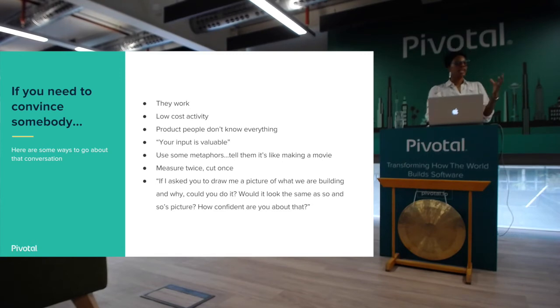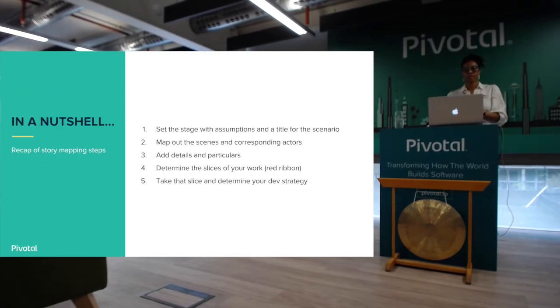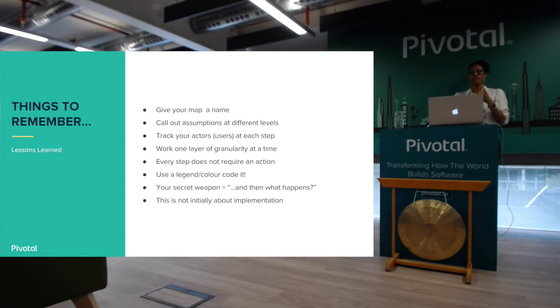So in a nutshell, to recap the steps that we just went over: set the stage with assumptions and a title for the scenario, map out the scenes with corresponding actors, add details and particulars, then determine the slice of your work, so the red ribbon, and then take that slice and determine your development strategy. These are definitely in sequential order, so that's why they're numbered. Like in this order.